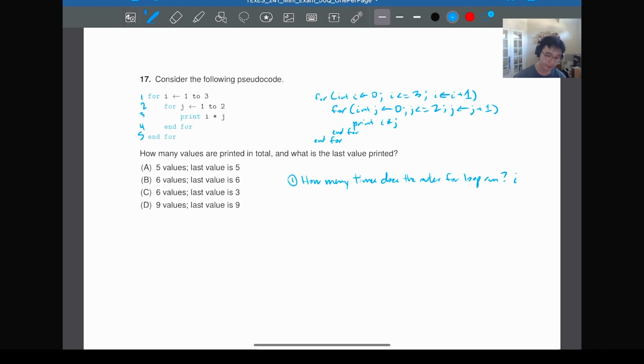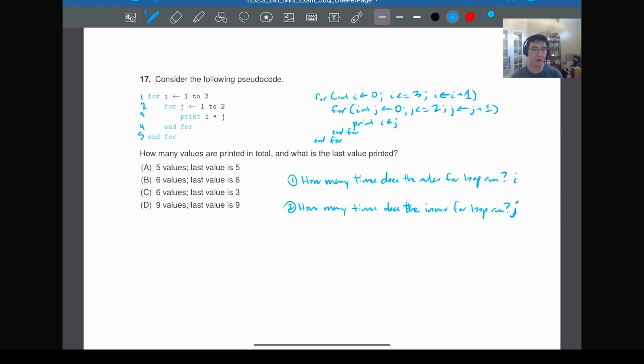This is I. And how many times does the inner for loop run? That would be j. My i's and j's are looking a little similar.